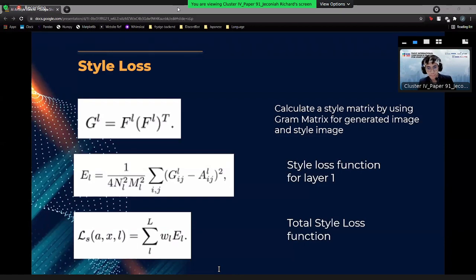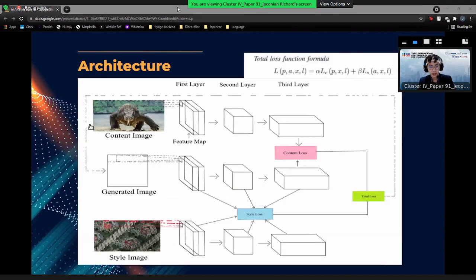Then this is the full architecture of our program. In this case, we're using Komodo as the content image or the base, with the addition of a green pattern batik image, and it will be shown in the result and discussion.